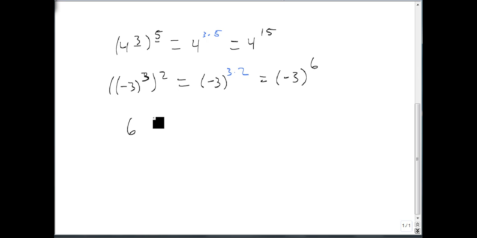Finally, what if I take 6 cubed and raise it to the 0 power? Well, this becomes 6 to the 3 times 0, which is 6 to the 0, but anything to the 0 other than 0 is 1. So that's raising a power to a power.